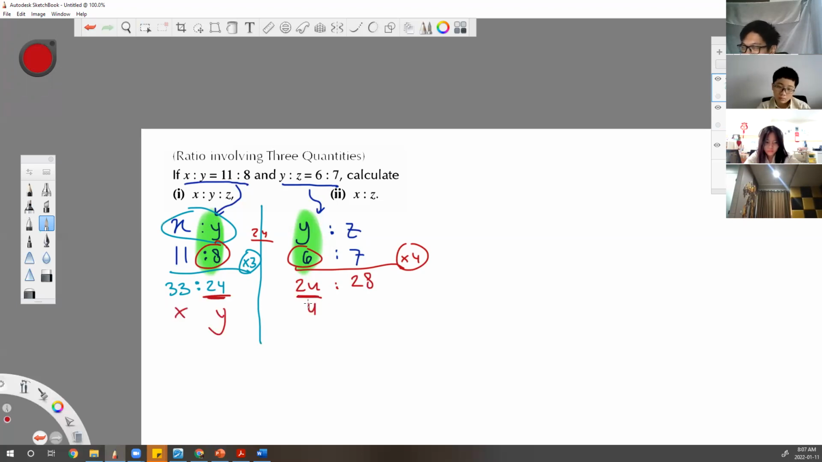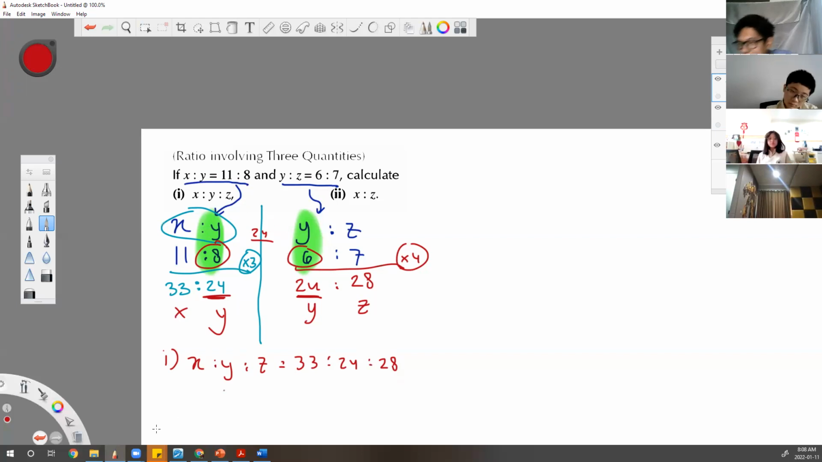X, Y, Y, Z, they are the same, so we can make X by Y by Z. The ultimate weapon comes out: 33 by 24 by 28. That's it. So what is the first step? Equalize the different part, the step highlighted in green. Then part 2, X by Z: just pick X as 33 and Z as 28.